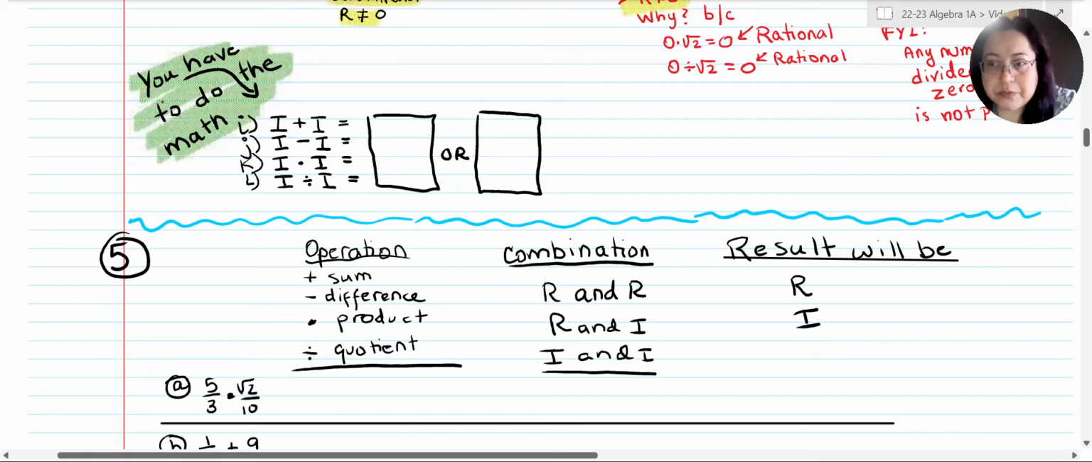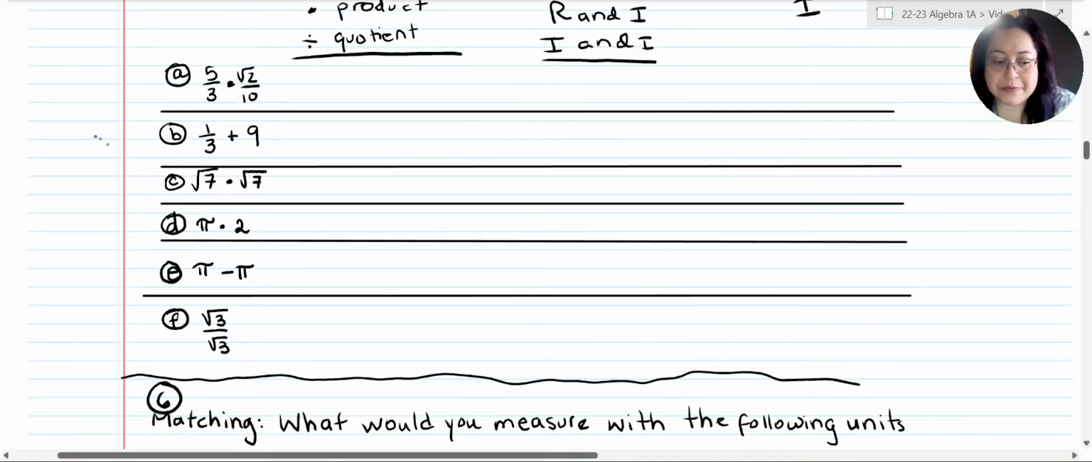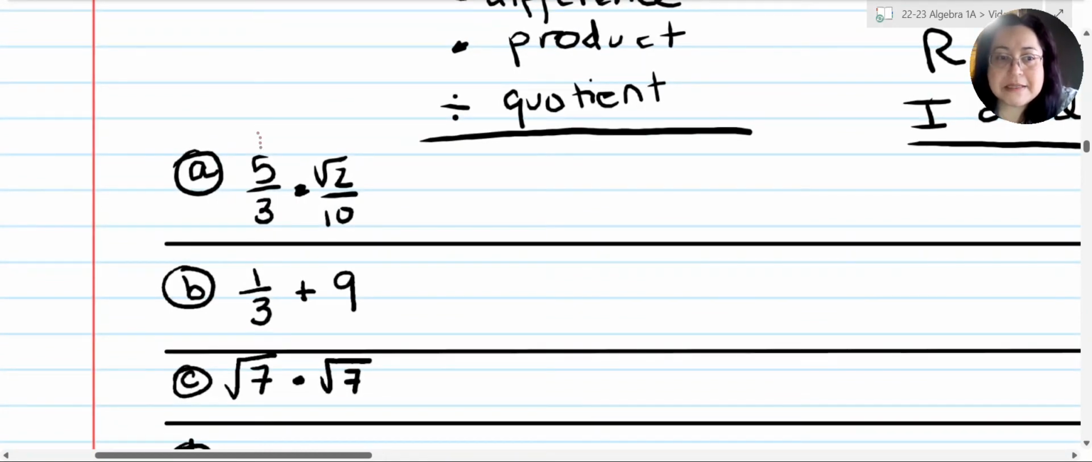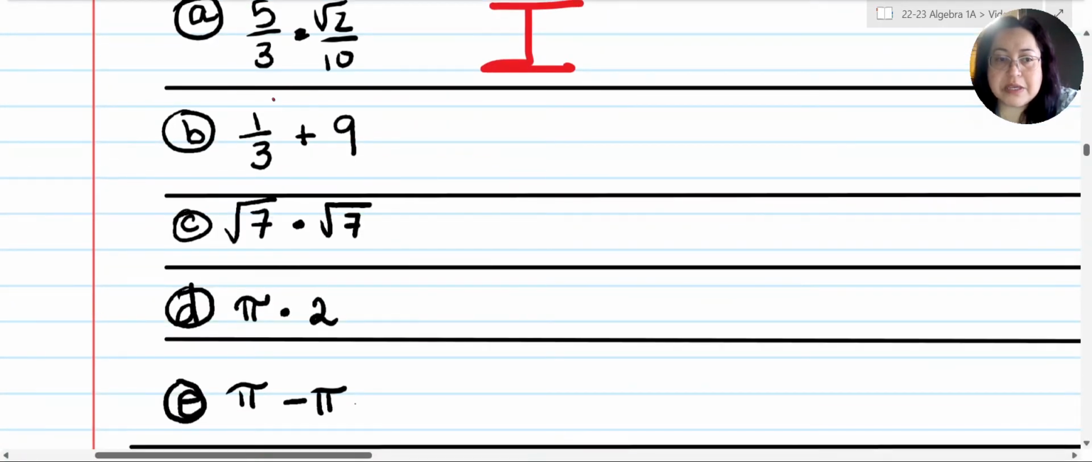All right, now if you have two irrational numbers, then you're not going to have a choice. You're going to have to do the math, right? Because the answer can be I or the answer can be R. Now it cannot be both, it can only be one of them, which is why you need to figure out what it is. So for example here, let me zoom in, right? 5 over 3 is R, and radical 2 over 10 is I. And when you multiply one of each, you're going to get I. 1 over 3 is R, 9 is R, so when you add them, you're always going to get R.